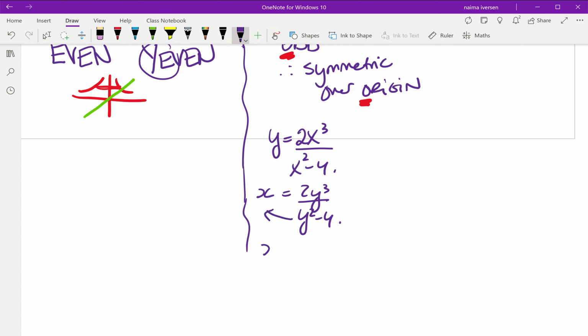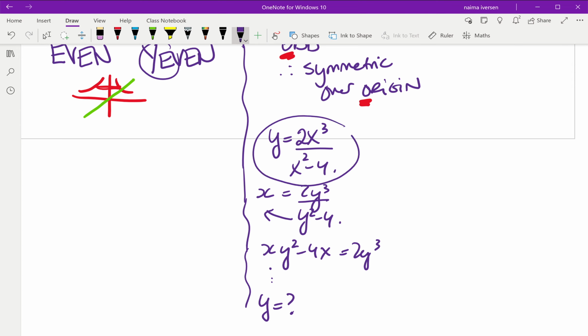Remember that we would multiply this: x times y squared minus 4x is equal to 2y cubed, and we would have to figure out what y equals. Well, number one, I can't solve for y. There's no way for me to isolate that y cubed and y squared out. Secondly, it sure isn't going to look like this because it's not going to have an x cubed in it. So that means that my inverse function, whether it is a function or not, is definitely not the same as my original function. You don't have to actually finish it up. You can just say that's never going to happen.